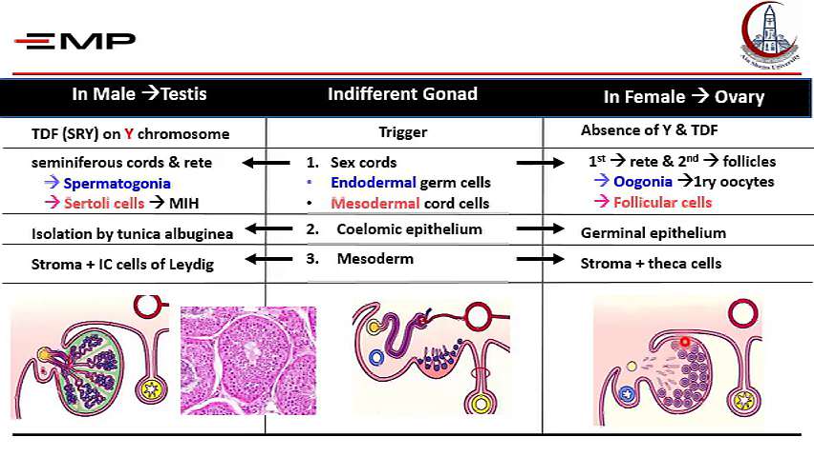Now, there is a very thin tunica albuginea in the ovary. The coelomic epithelium will form the germinal epithelium on the outer surface of the ovary. The mesoderm will form the stroma, together with the endocrine cells of the ovary that are called theca interna cells.